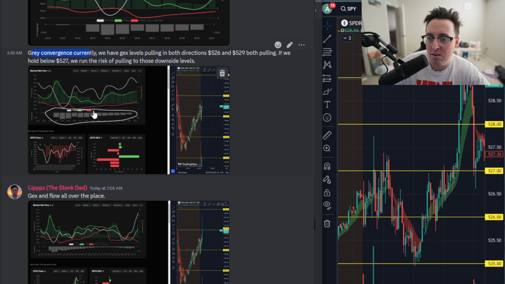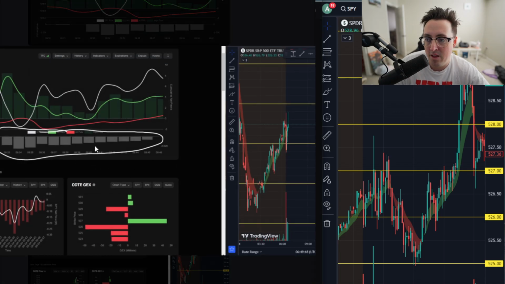So I say here, great convergence currently. We have GEX levels pulling in both directions, 526 as well as 529. If we hold below 527, we run the risk of pulling to those downside levels. We have great convergence, which usually indicates that the price is going to be going contrary to flow. Since we have bullish flow and great convergence, that means price should be heading down. In this case, we saw a little bit of a move up in the market.